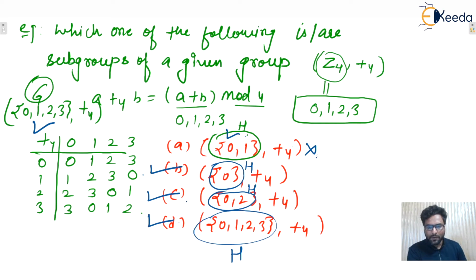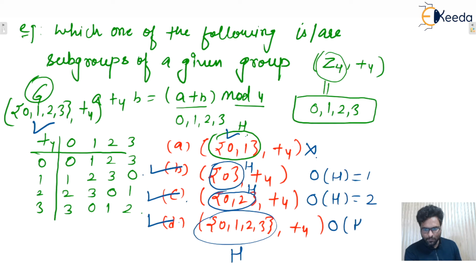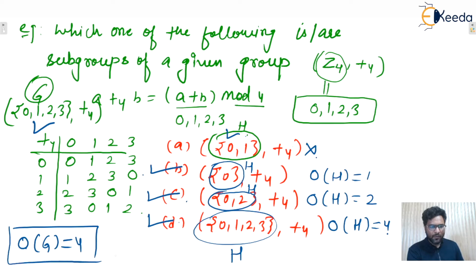So remember guys, some properties are there, based on the subgroup, and we'll see them one by one. First, B is a subgroup. The order of this subgroup is 1. The order of this subgroup is 2. The order of this subgroup is 4. So all the subgroups have order 1, 2, 4, and the order of the given group is 4.